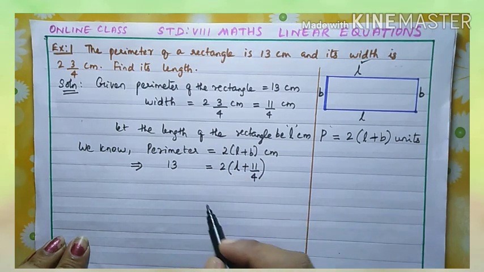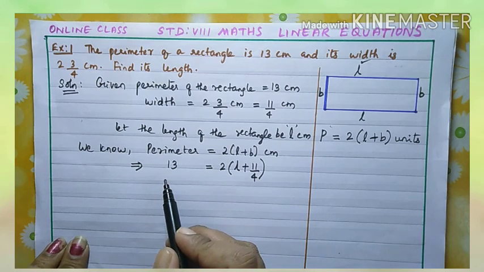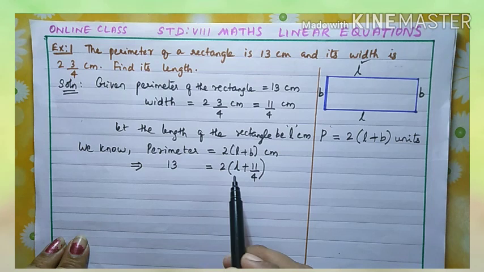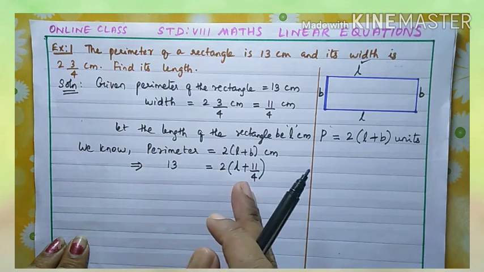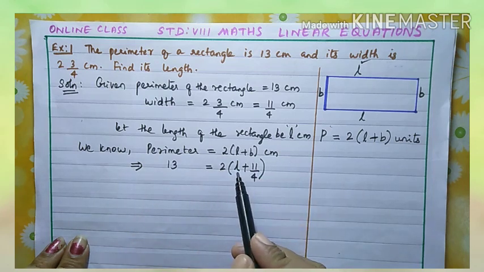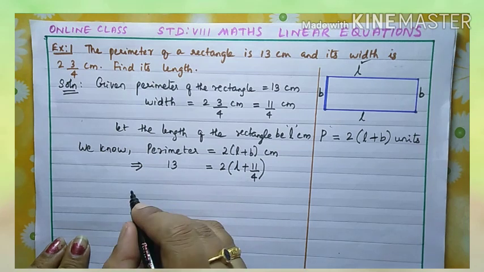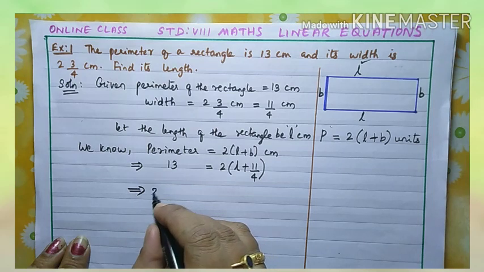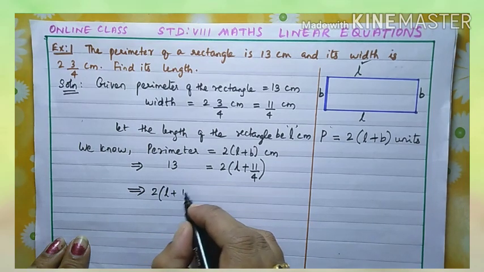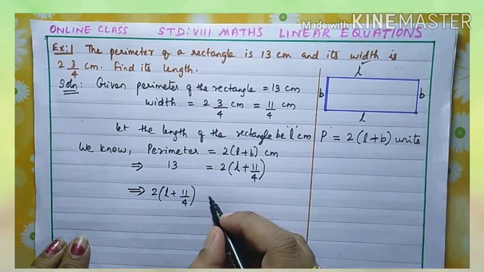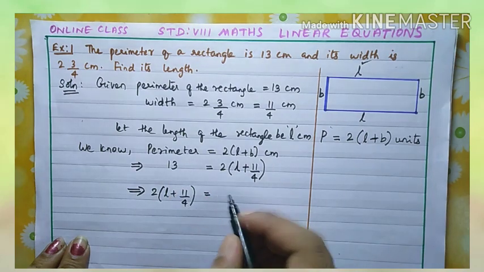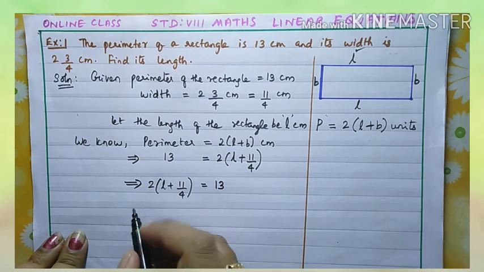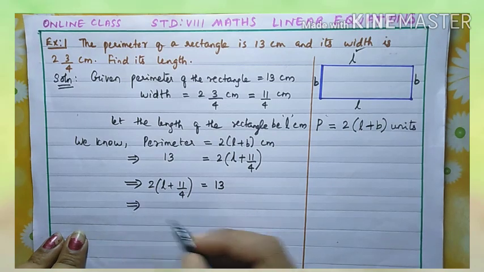For your convenience, as we did in the previous videos, you remember, we are interchanging the LHS and RHS, and we want to find L. So I am writing this equation in another form. This implies 2 into (L plus 11 by 4) equals 13, which I am putting on the RHS. So now you see, what is the next step?